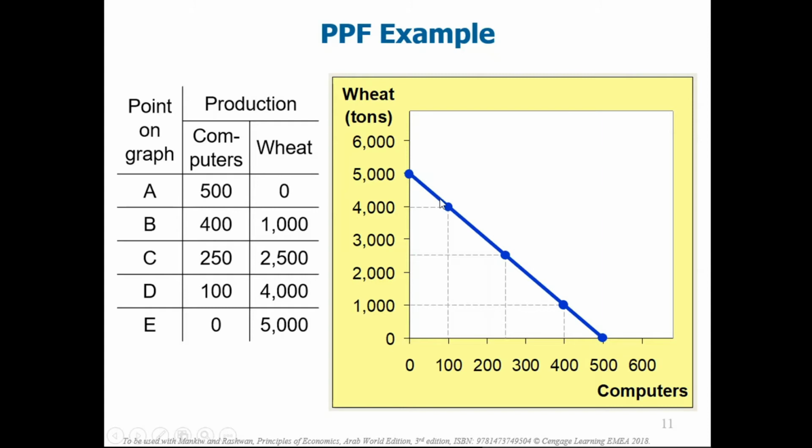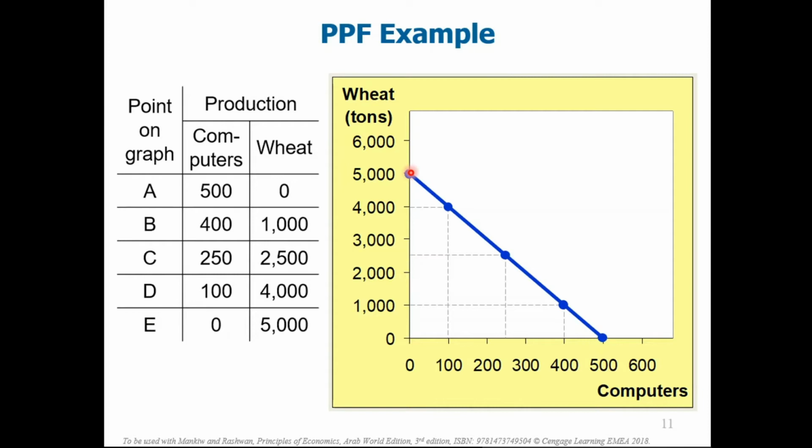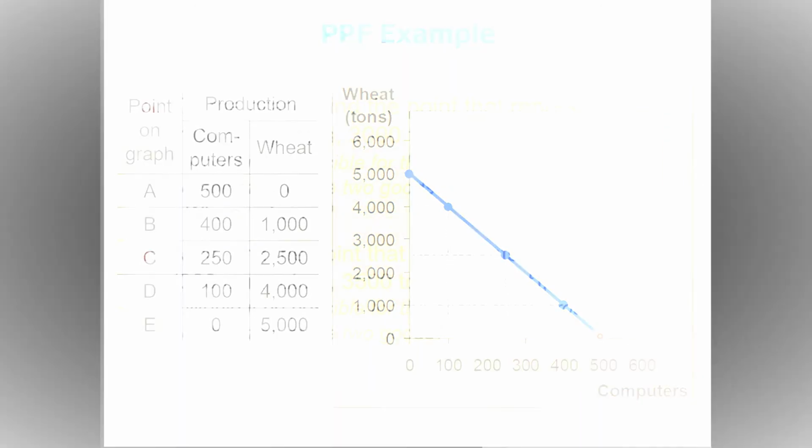Any point we highlighted here, so here, let me put the laser point. Any point you see here on the line, we call it the PPF line, which means that this is the maximum production of the economy, because here we use the maximum number of hours of the labor. So if I say point A or B or C or even any point on the line, whether here or here, this is the maximum production of the economy, whether computer or wheat.